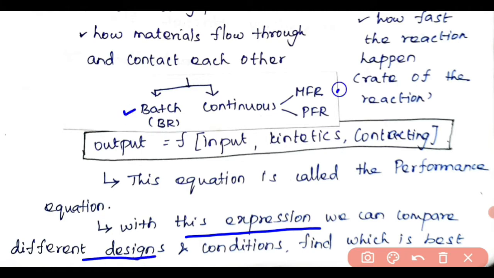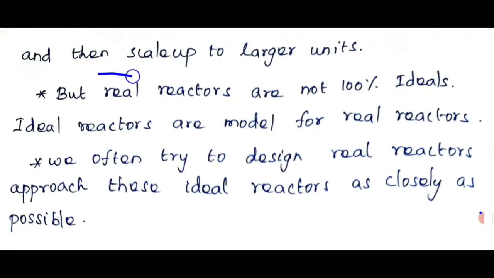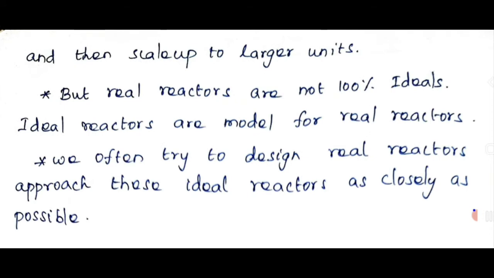That is, batch or mixed flow reactor or plug flow reactor, and we can find which is best for our given job and then scale up to larger units. But real reactors are not 100% ideal. Then why do we have to study ideal reactors? Because ideal reactors are models for real reactors. Real reactors do not behave 100% as ideals. Then we often try to design real reactors to approach these ideal reactors as closely as possible.